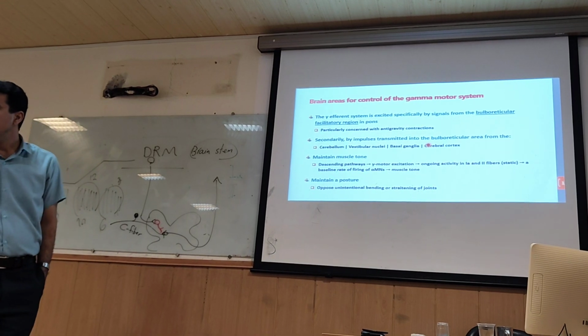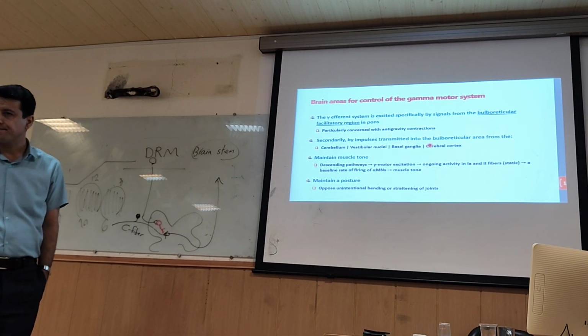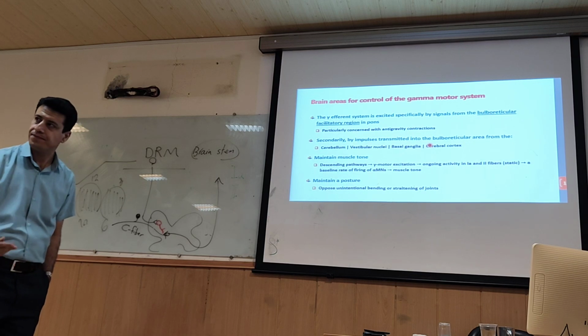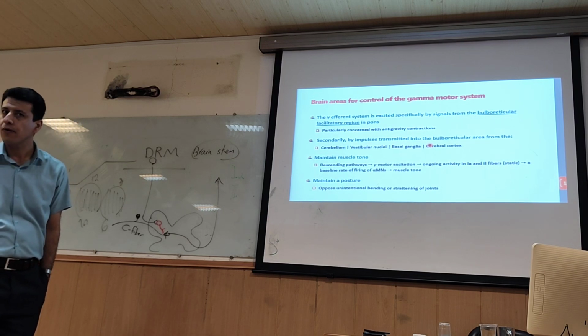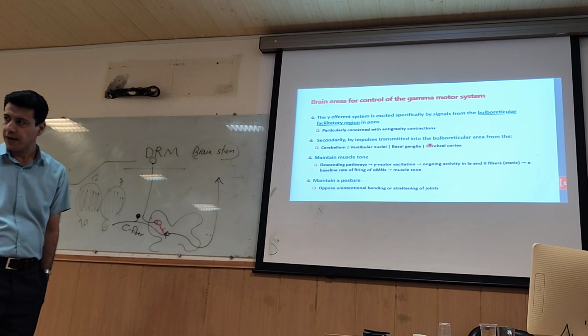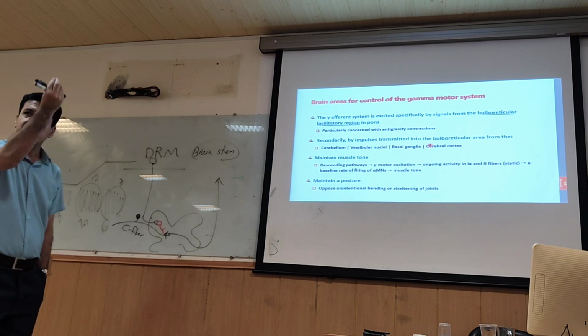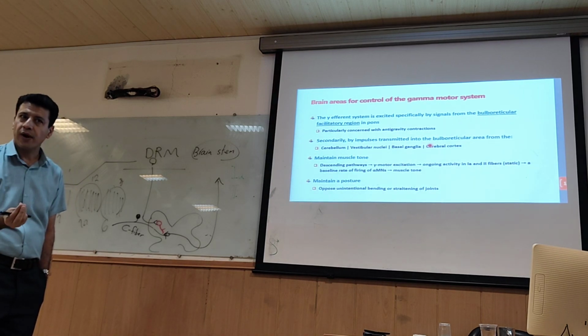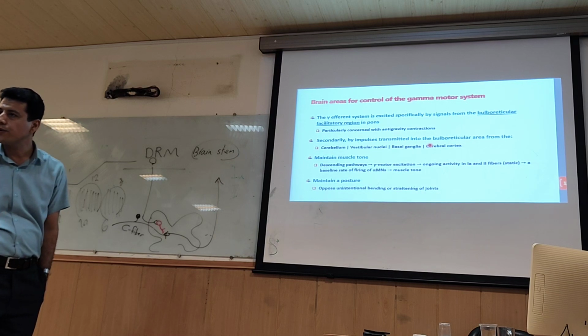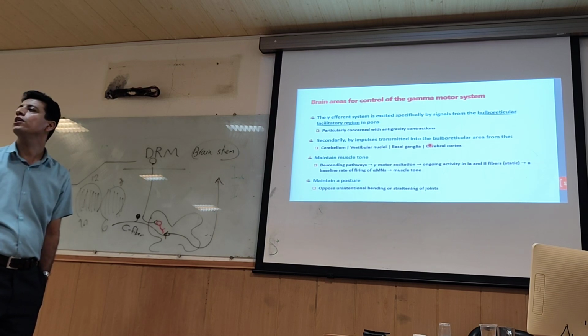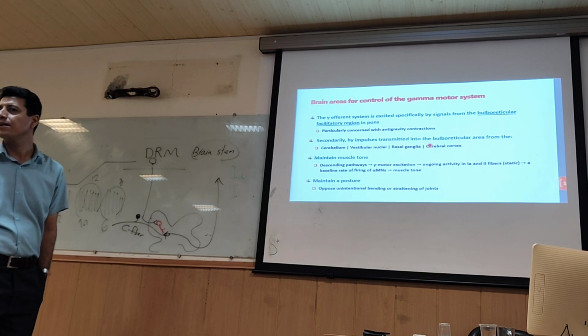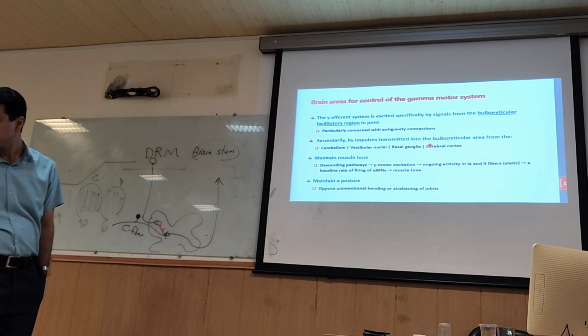Now, gamma neurons are always active. Why are they active? Because they are located in the anterior horn, where we have alpha motor neurons and gamma motor neurons. There are some descending fibers from the brainstem that activate gamma motor neurons continuously. They originate from the pons, the pontine reticulospinal tract.